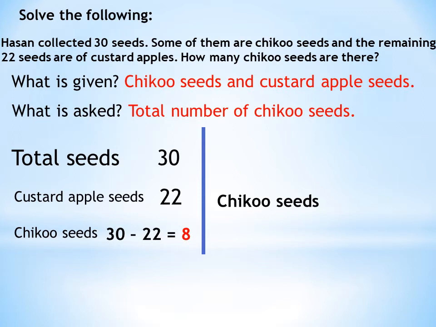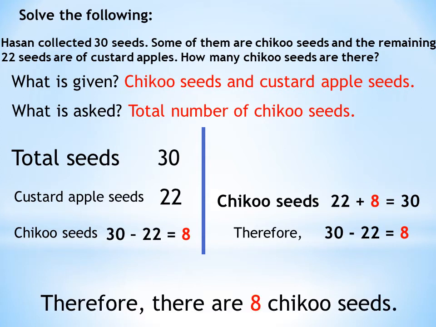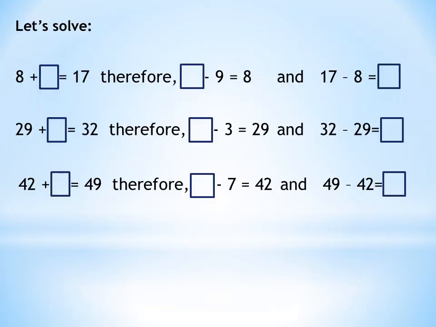Method 2, we will do addition. We will count forward from 22 to get total number of seeds up to 30. We get 8. So 22 plus 8 is equal to 30. Therefore 30 minus 22 is equal to 8. Therefore there are 8 chiku seeds.